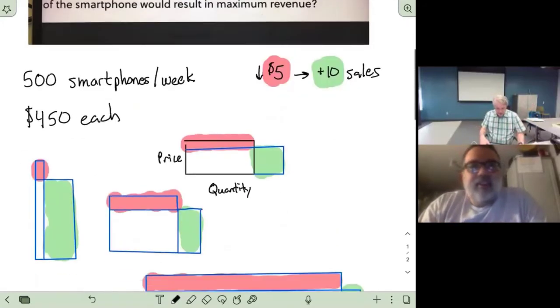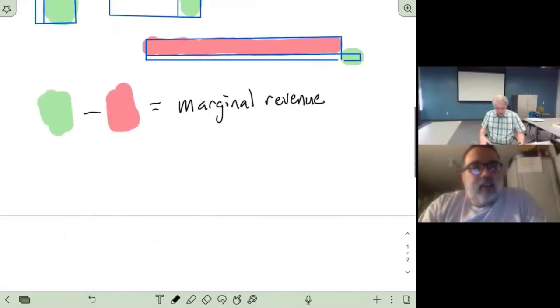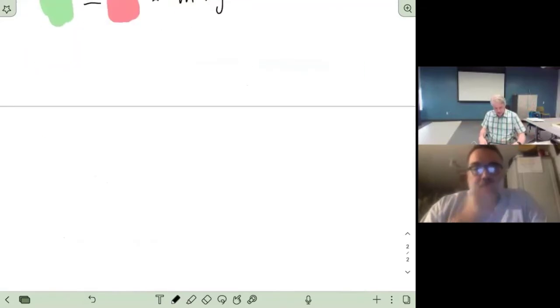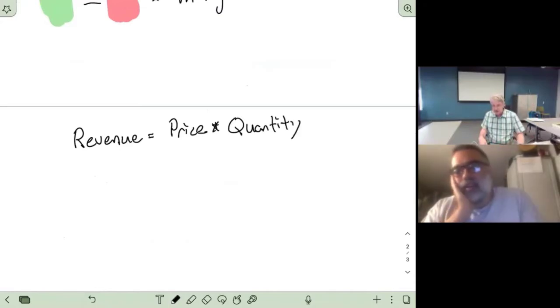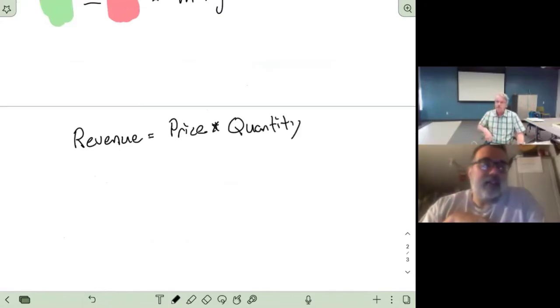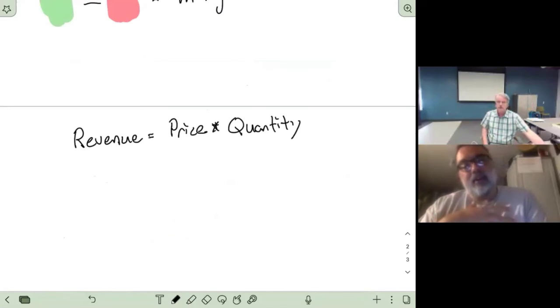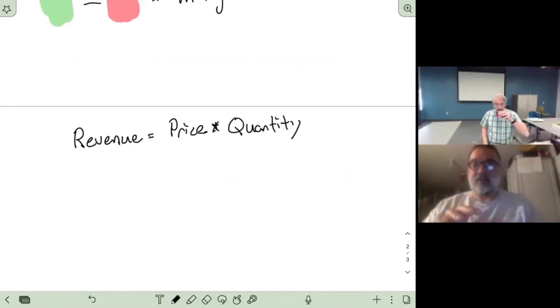And so the thing you would have to know about this is that revenue equals the price that you're able to charge times the quantity that you sell. It's interesting to me how often these calculus problems have kind of a hidden assumption that you know something about how the situation works.